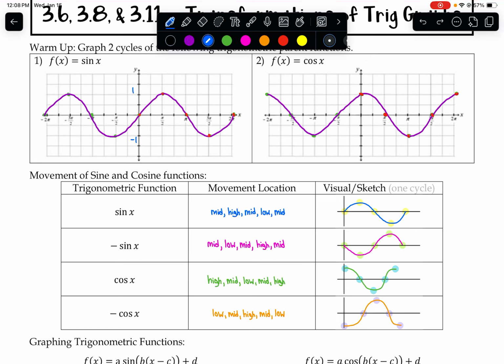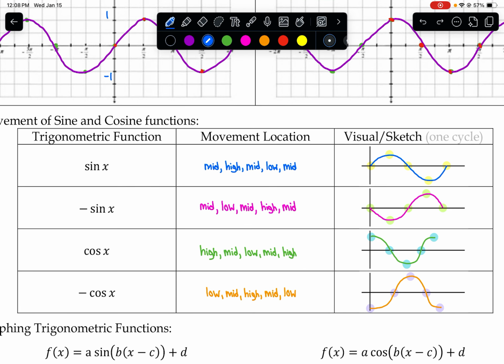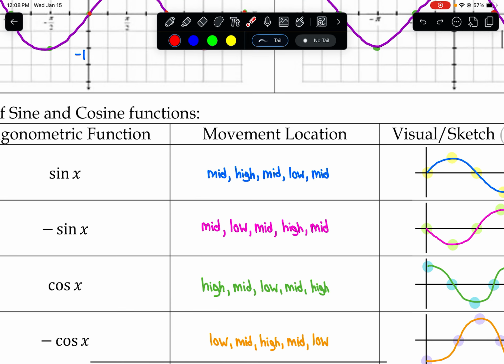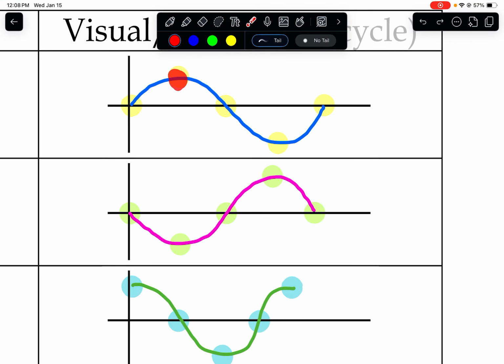the warm-up. And then we're going to take a look at what your movement locations are in regards to some of your functions. So with sine, you're going to start at a midpoint and then go up to a high point, then back to a midpoint, then to a low point, and then back to a midpoint. Then if we were to reflect it, if we make it negative, then what's going to happen is your high points are actually going to become low points, and then your low points are going to become high points. So that's going to be indicated here in this next movement pattern. So we're going to have low, mid, low, mid, high, mid.